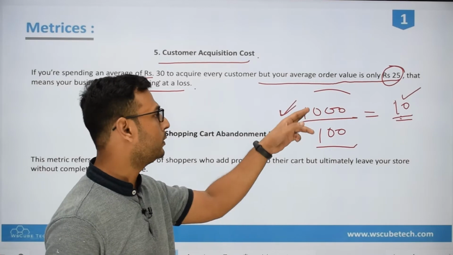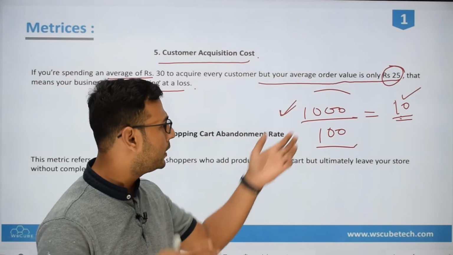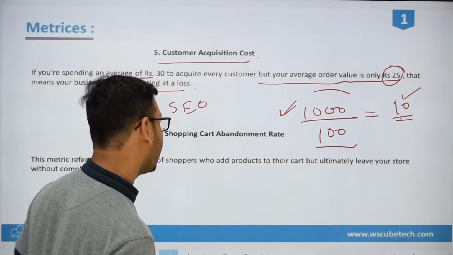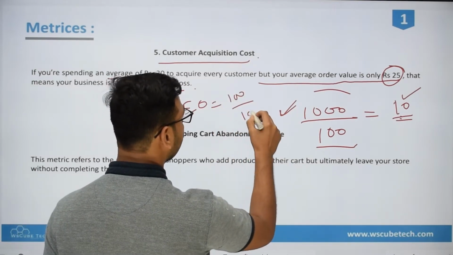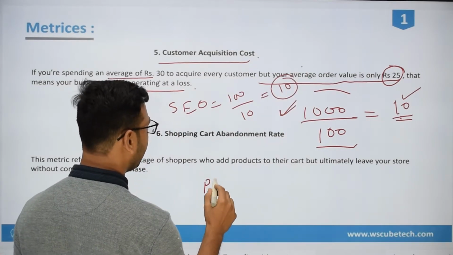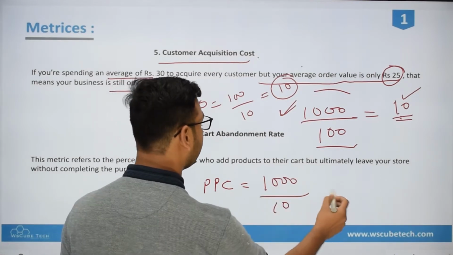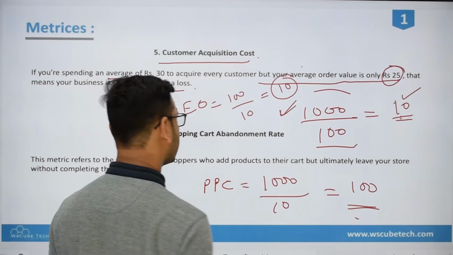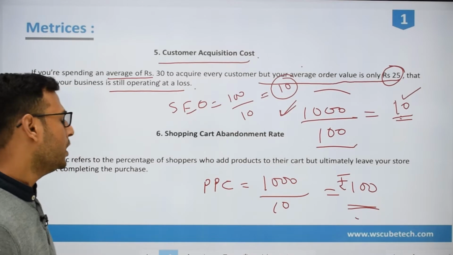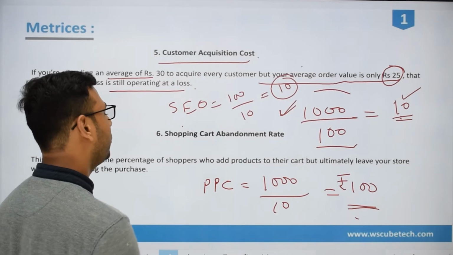Now, I have told you that this amount is from all the channels, right? So you can divide it by channel. If I have spent 100 rupees on SEO and I have got 10 customers, there will be an average acquisition cost of 10. If I had PPC models, spent rupees 1000 and got only 10 customers from there, then my customer acquisition cost is rupees 100. So you can play around with these metrics. You can find which channel is working for you and which channel is not working for you.